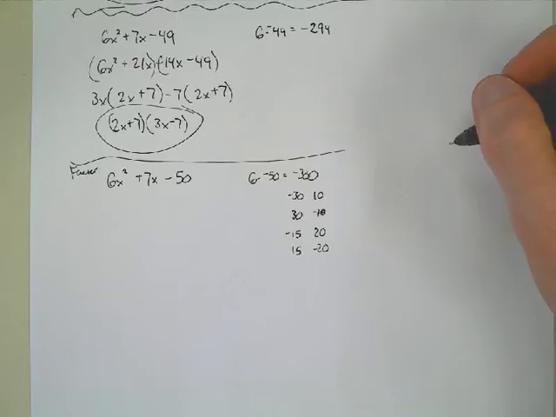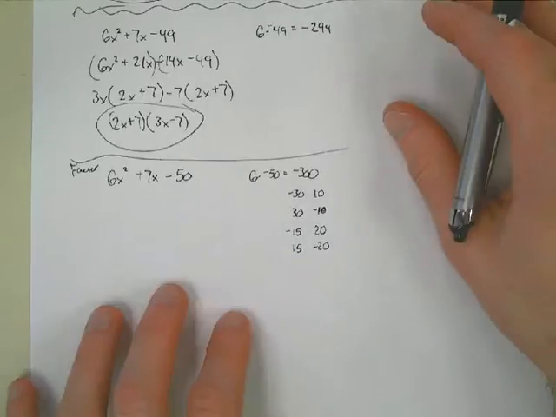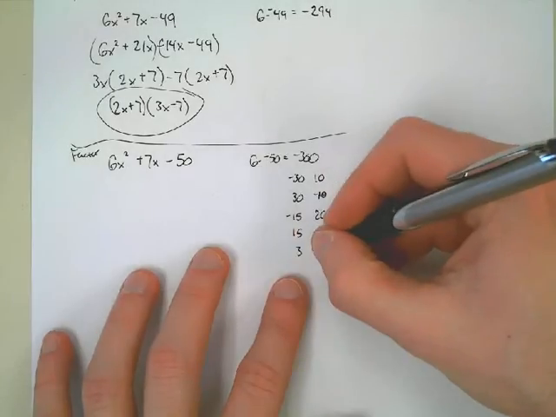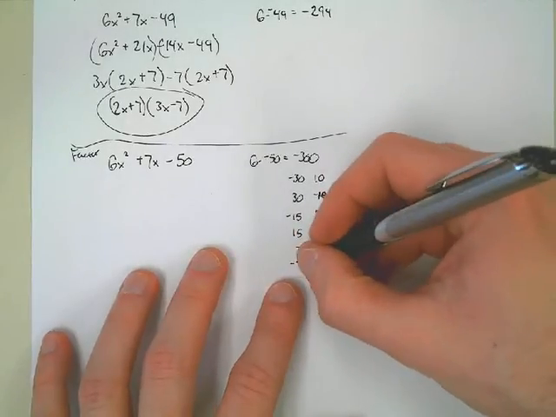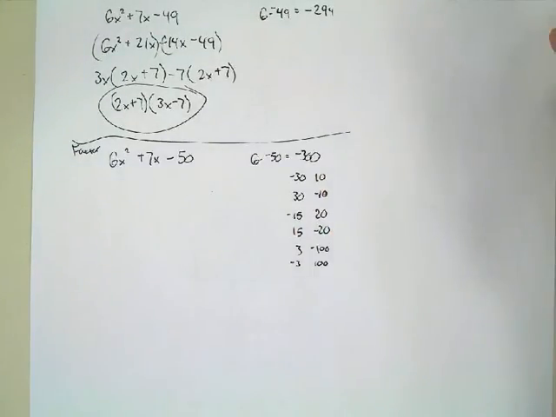Well, let's see. What else do we have? We have a lot of options. Okay, 3 and 100, but that's way too far off. Even negative 3 and positive 100 is way too far off. 25 and negative 12. 25 and negative 12?